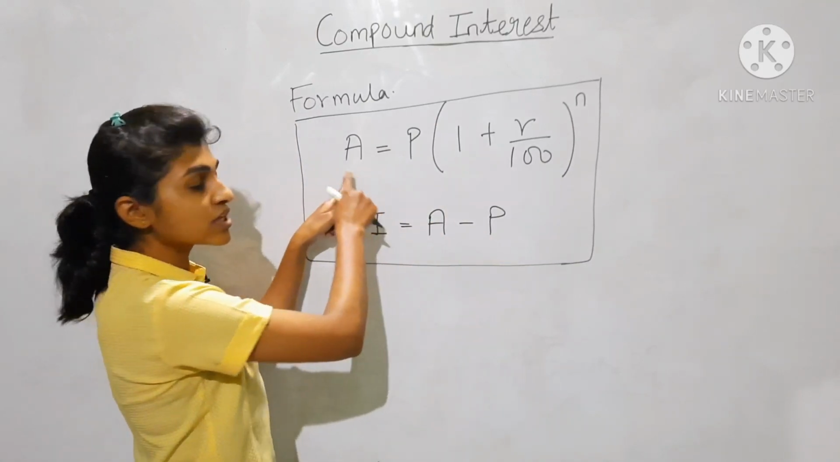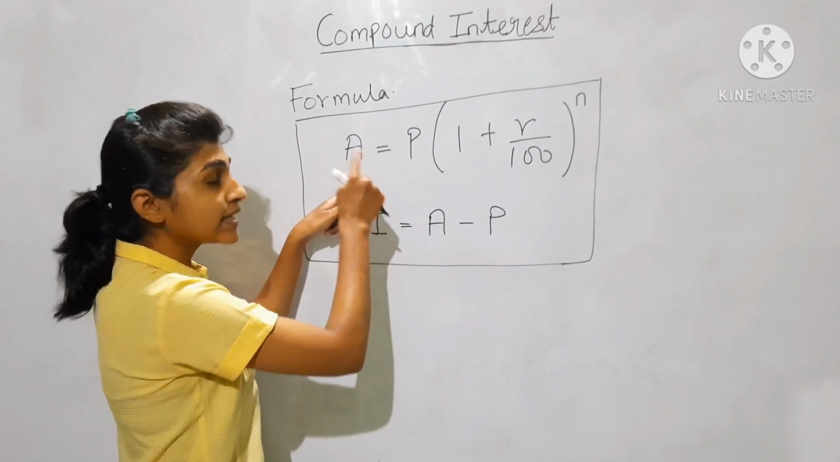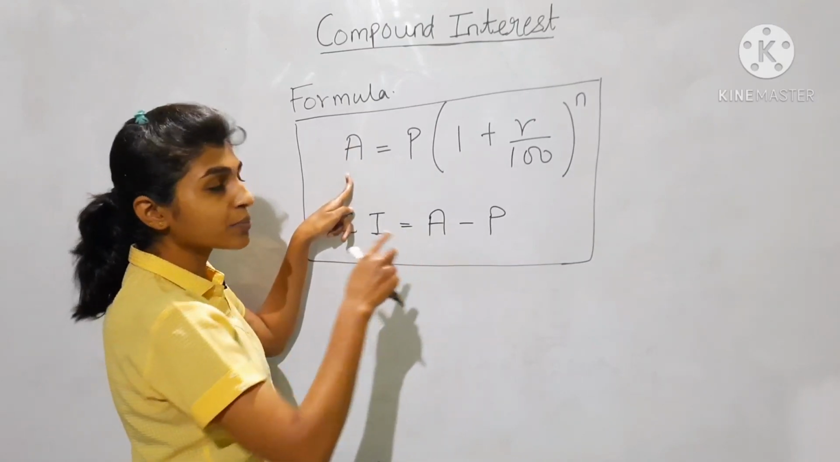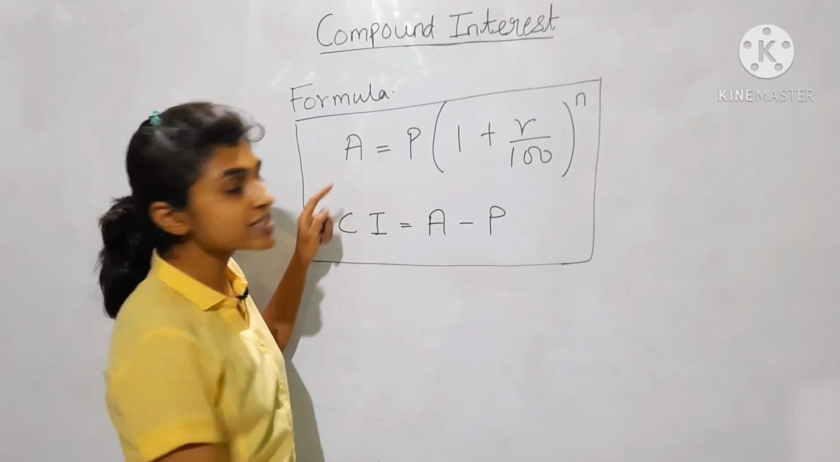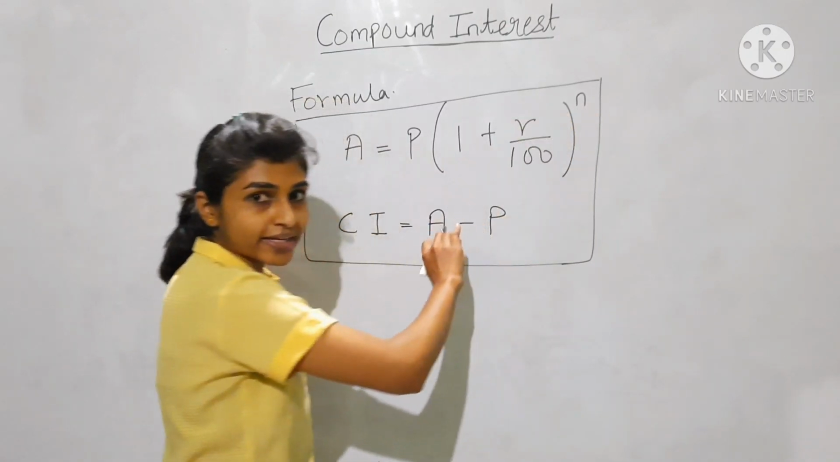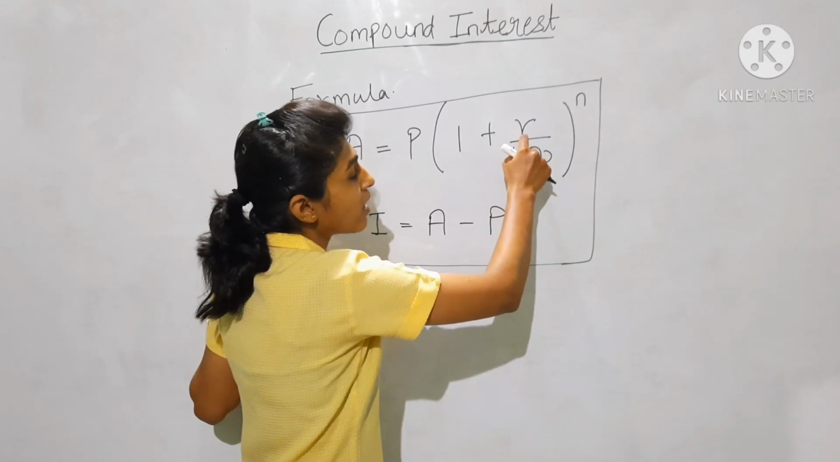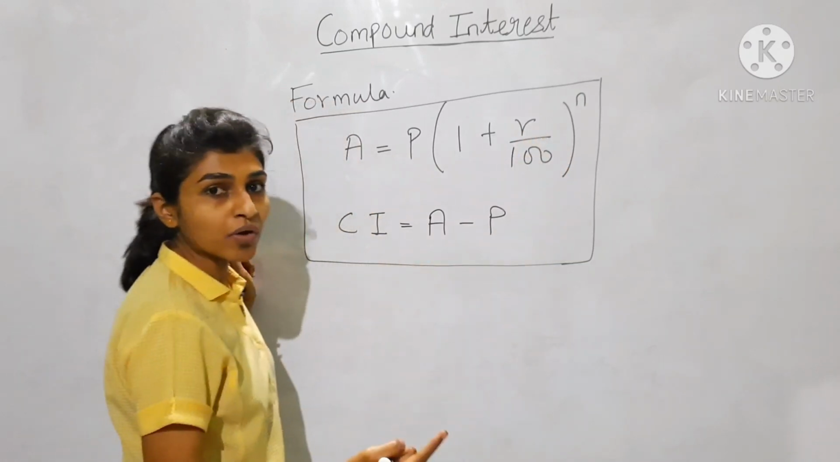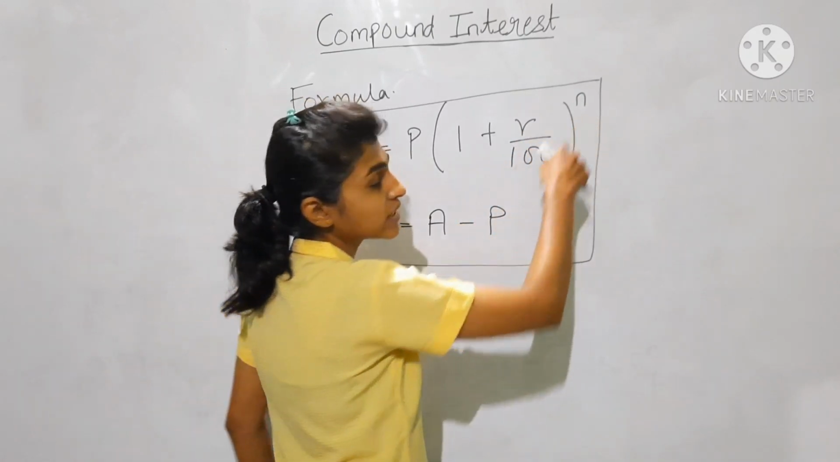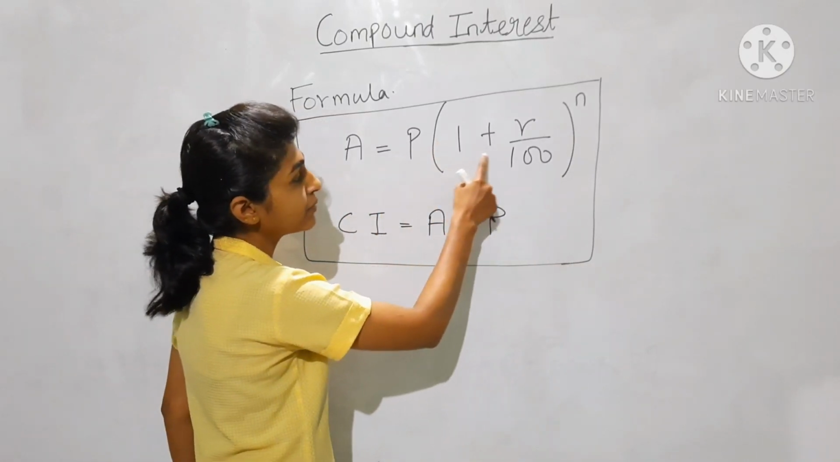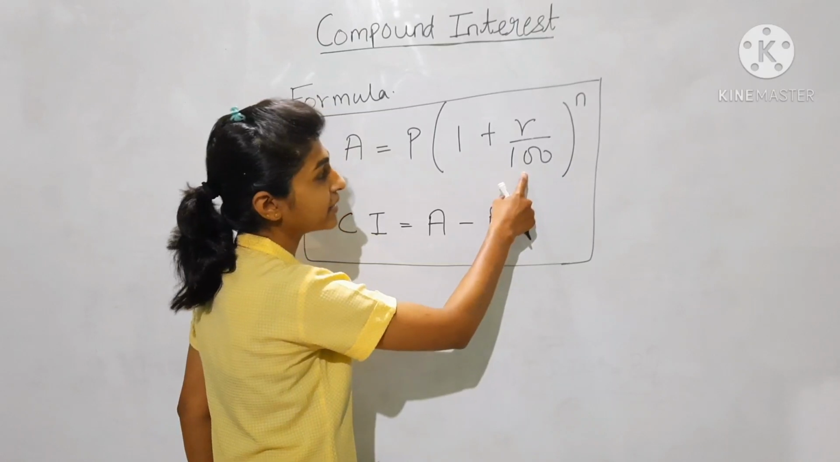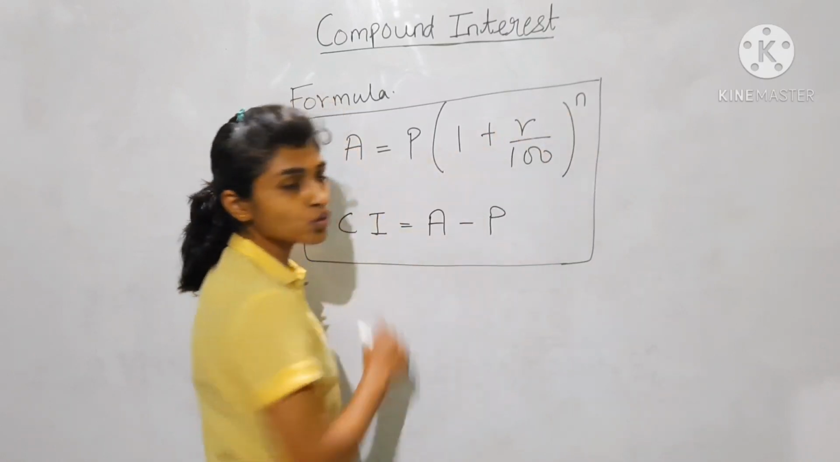So we are using the amount formula, but in compound interest the amount formula is different from simple interest. In simple interest, N is inside the bracket, meaning you are going to multiply R into N, but in compound interest N is outside the bracket. So A is equal to P bracket 1 plus R divided by 100 bracket close raised to N.